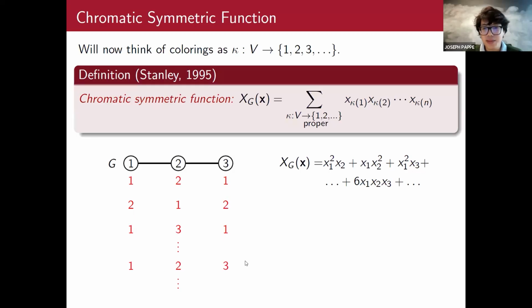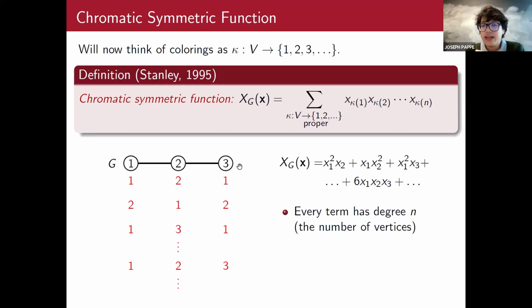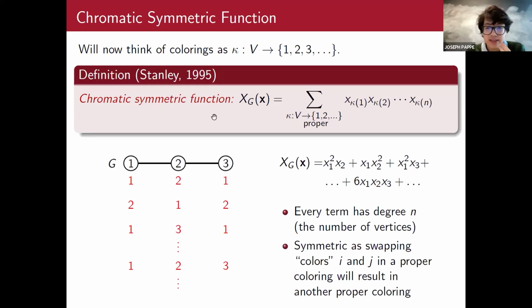And then here, there's actually going to be 6 terms corresponding to x1, x2, x3 because I could shuffle these in any way possible and get a valid proper coloring. So it turns out that every term has degree n, the number of vertices, and this is symmetric, right? If I switch the colors i and j, this will result in another proper coloring. So this is like some generalization of the chromatic polynomial.